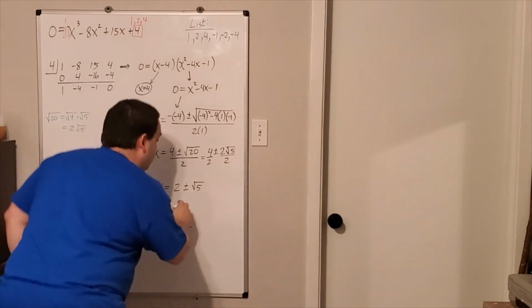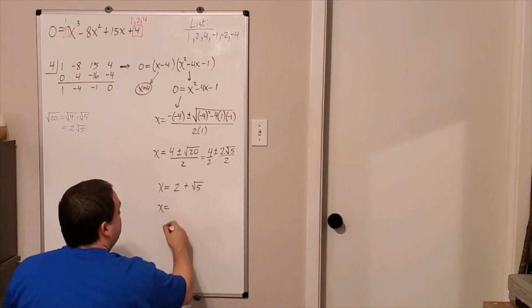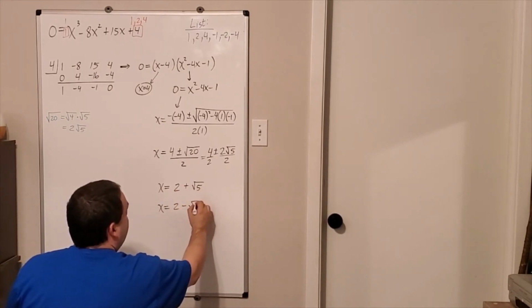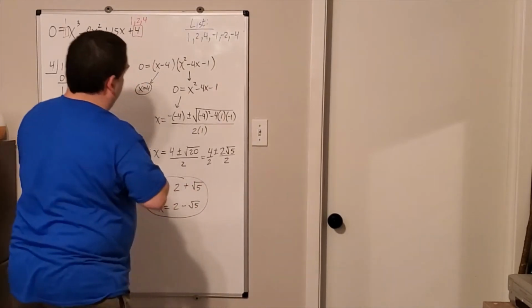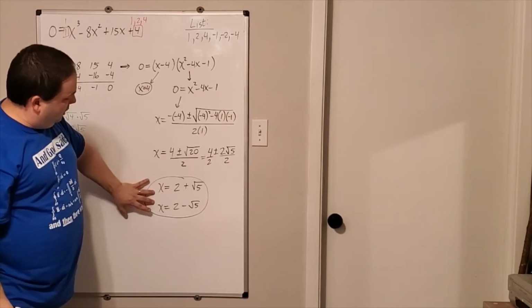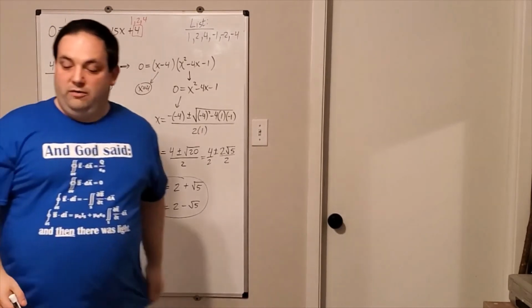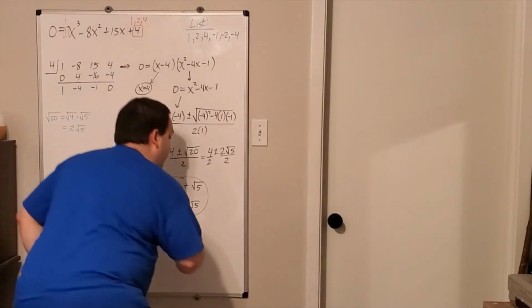Let's write them out. Instead of plus or minus, it's x equals 2 plus the square root of 5 or 2 minus the square root of 5. And there's my other 2 answers to this equation, right? I had x equals 4, and now I have these other 2 answers, 2 plus the square root of 5 and 2 minus the square root of 5. Side note, I want you to note that these are conjugates.